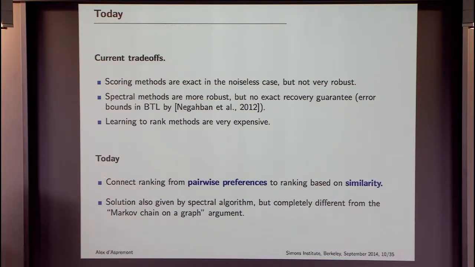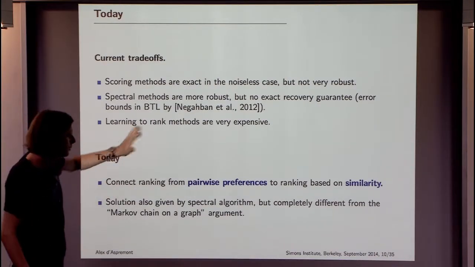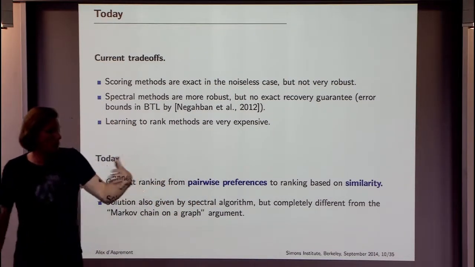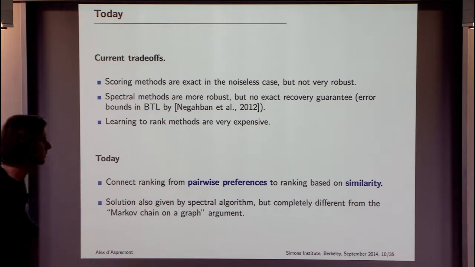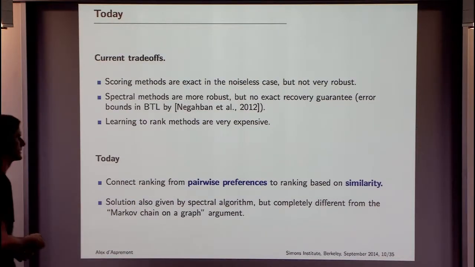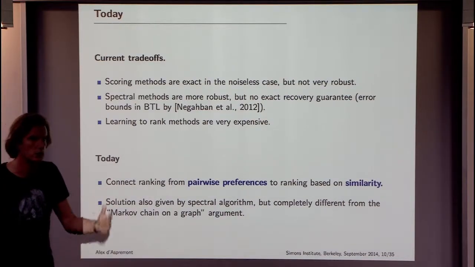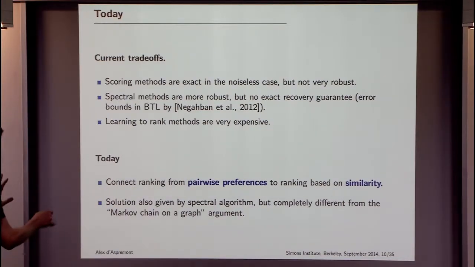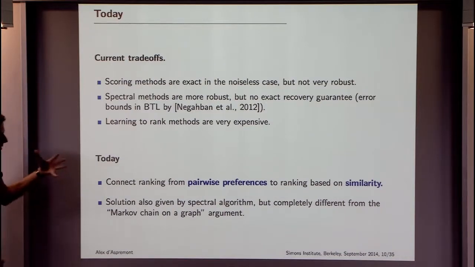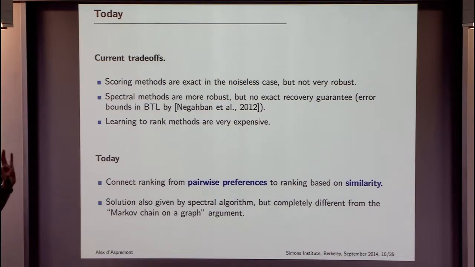So the idea today is simply to connect the pairwise preference problem to another problem that also talks about ordering, but based on a completely different information set, which is ranking based on similarity, or seriation. So I'm just going to make the connection between this ordering from pairwise preferences problem and another problem looking at similarity matrices, looking at similarity between variables and trying to recover an ordering based on these similarities.